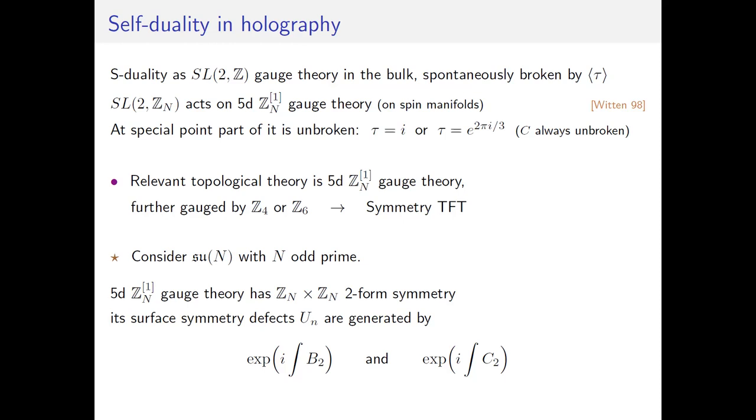So one starts with the ungauged theory. So one can start studying this five-dimensional TQFT, this gauge theory. This has Z_N times Z_N two-form symmetry, because in the Lagrangian there are two-form gauge fields, if you wish. This is represented by surface symmetry defects that are generated by integrals of B2 and C2.